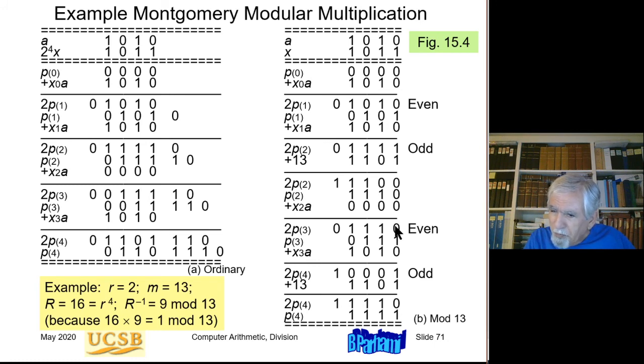Again, in the next step, the partial product is even. I right shift this normally, and in this last step, the partial product is odd. So I add 13. So in each step that I get an odd partial product, I add 13 before right shifting. Okay? Because adding 13 does not change the modulo 13 value of the results.